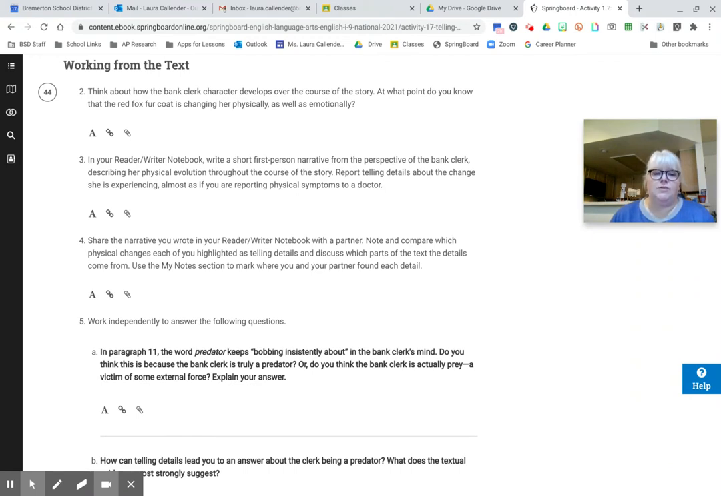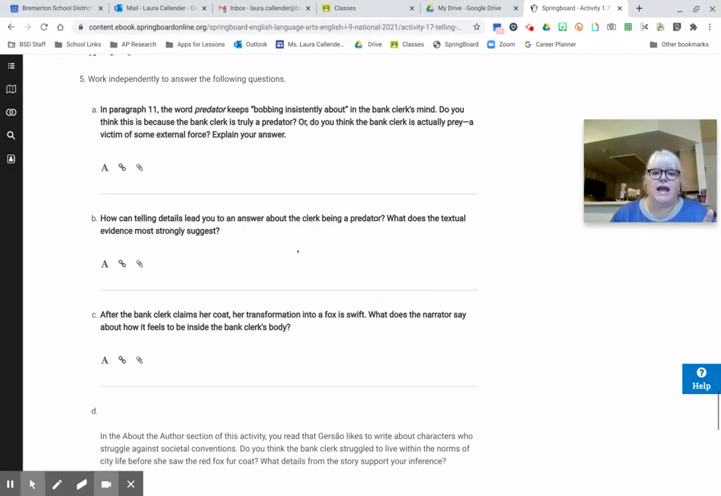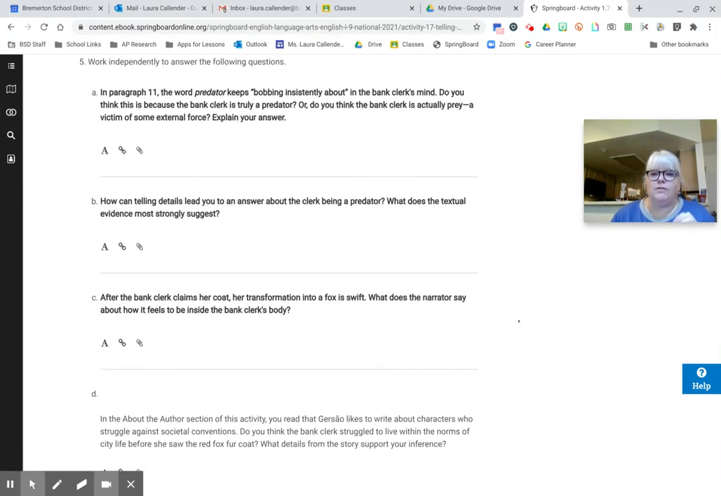with yet. So number 4 can stay empty. And then number 5 has multiple sections through which you look at the bank clerk a little more closely. So A and B both ask you to talk about whether or not she is a predator. As she begins to think about this word predator, it keeps popping up in her mind. Or whether she is prey. Is she a victim of something or some external force?